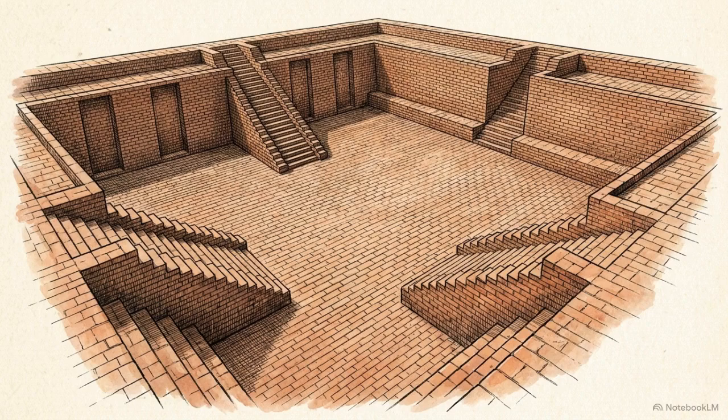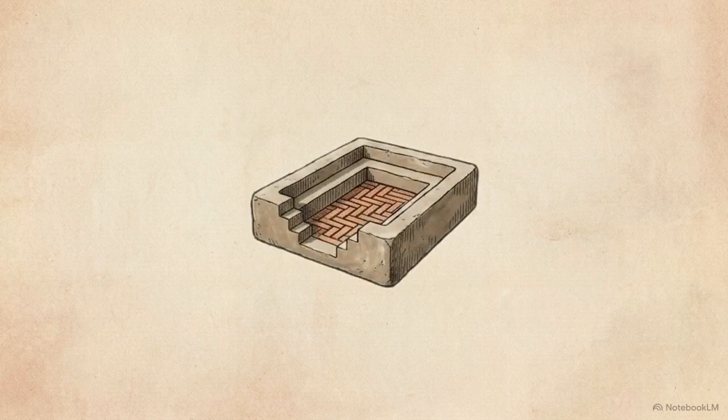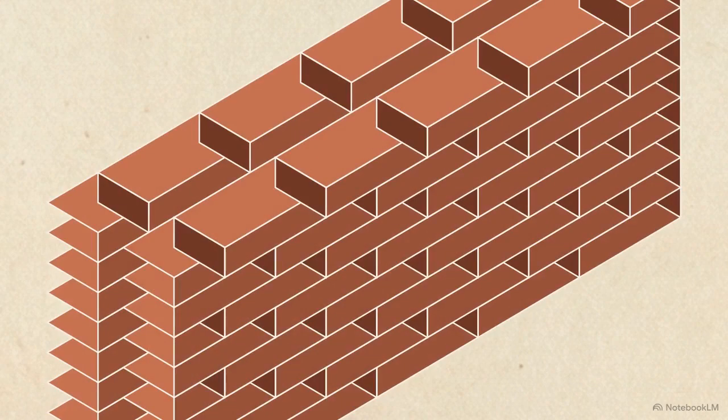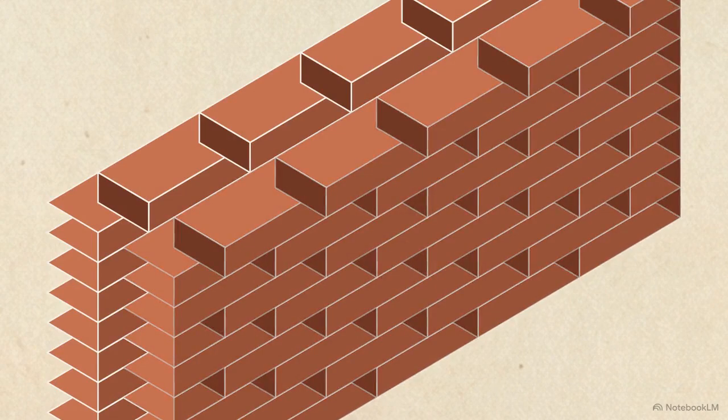The ultimate test of this hydraulic engineering is Mohenjo-Daro's Great Bath. This model illustrates the structural challenge, containing massive volumes of water without allowing seepage to erode the fired brick foundations. The solution was a waterproofing membrane sandwiched between the brick layers.